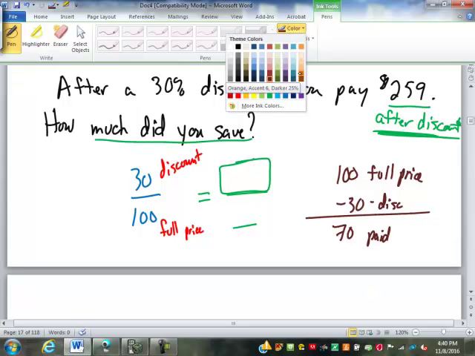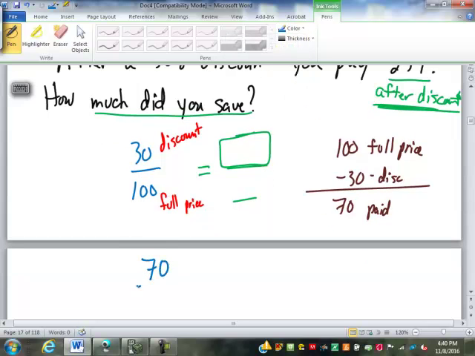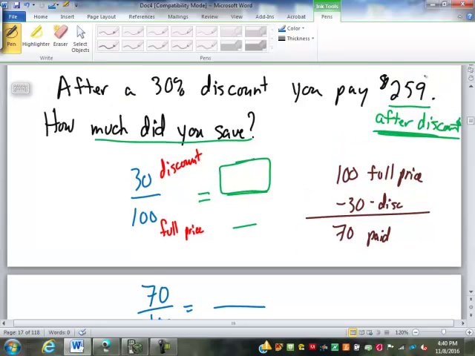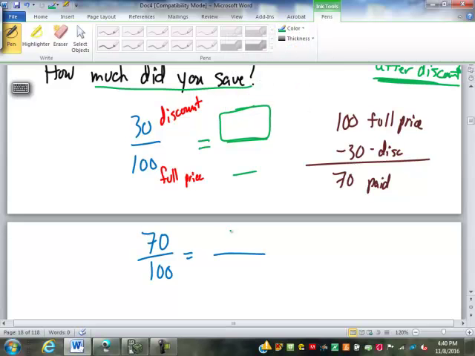So if we set that up with 70%, the $259 goes on top or bottom? Top. Because that's the amount paid after the discount, which is represented by the 70%. I can actually fill in the numbers over here. I got the $259 right here represents the amount paid after the discount. So that tells us the $259 always has to stick with the 70.